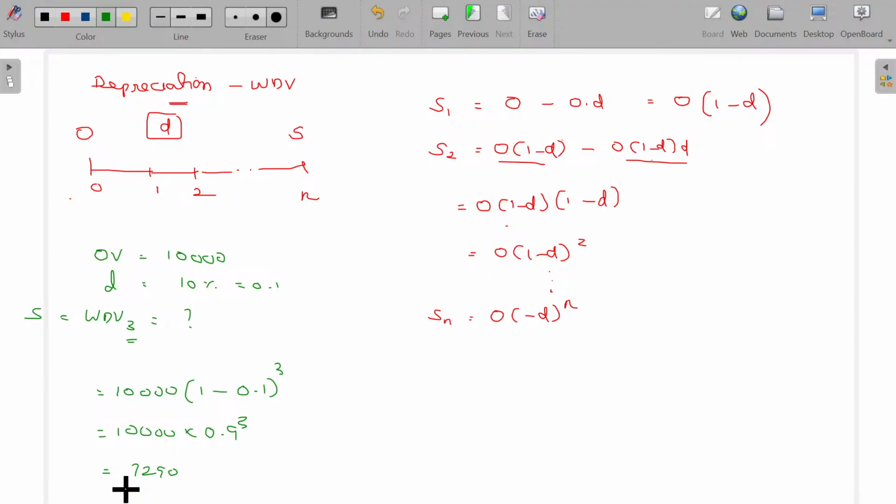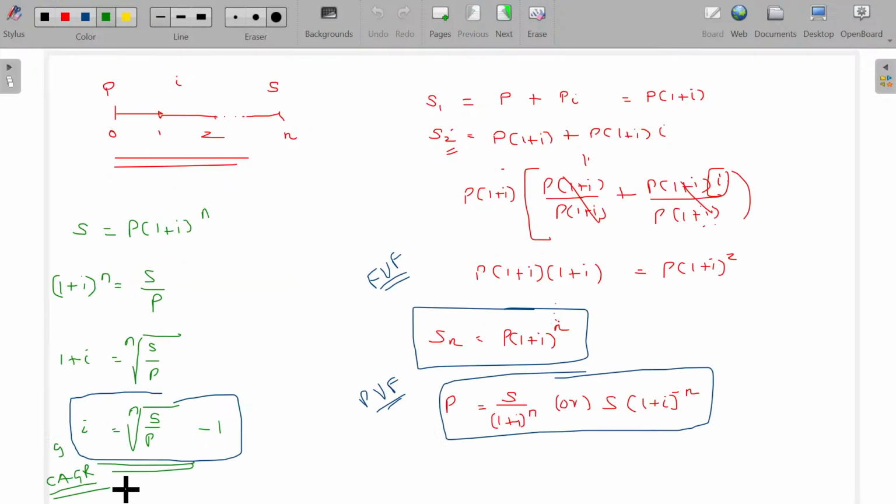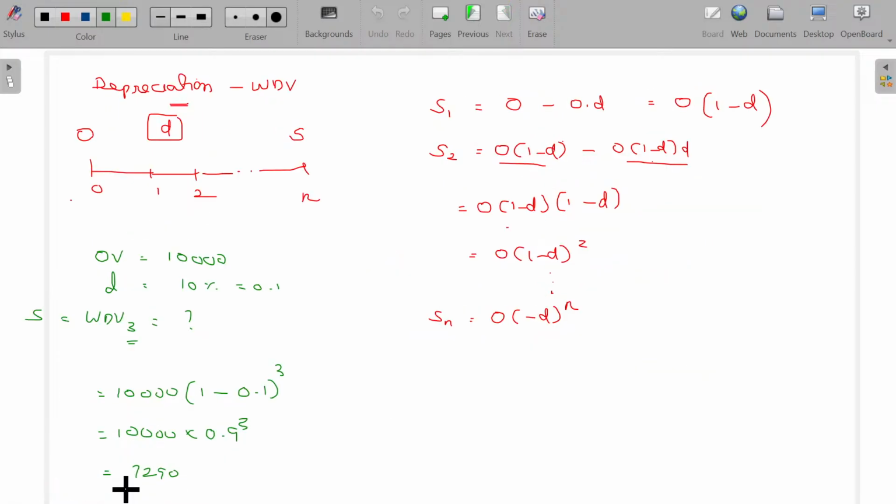What is the scrap value for any assets where it is depreciated in the WDV method? So you can use this formula. S is equal to O into 1 minus D to the power n. This formula very easily you can remember. Future value factor is nothing but P into 1 plus I to the power n, where plus sign is changed with minus sign. That's all. Plus sign is changed with minus sign. So understand the formula derivations, and you can easily memorize and link one formula with the other formula, so that we'll be master with this.